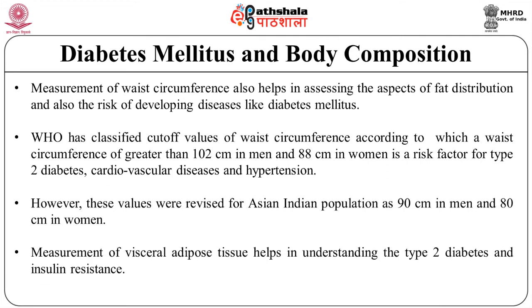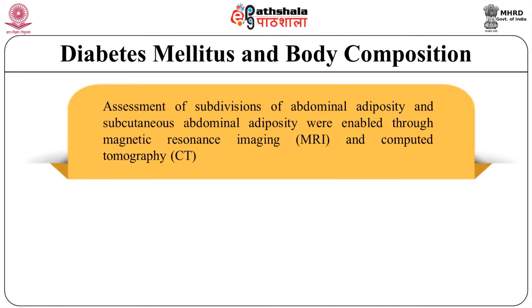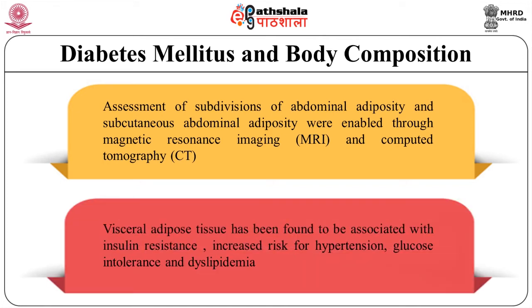Measurement of visceral adipose tissue helps in understanding type 2 diabetes and insulin resistance. Abdominal adiposity and subcutaneous abdominal adiposity can be measured through magnetic resonance imaging or MRI and computed tomography or CT. Visceral adipose tissue has been found to be associated with insulin resistance, increased risk for hypertension, glucose intolerance, and dyslipidemia.